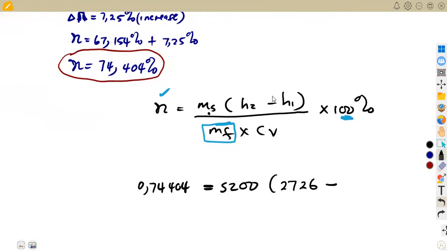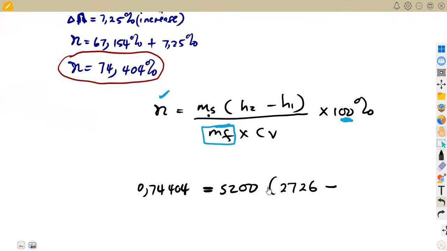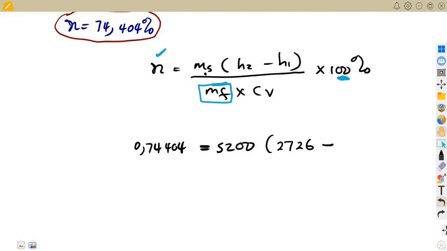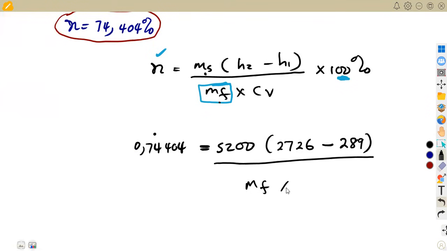H1 is the one that was affected because of T1, the temperature there at the economizer. It's now 69.1, so it also affects H1, which is now 289. So this is the change that happened here. The enthalpy and the efficiency changed also. So with these conditions, we are going to calculate the mass of the fuel. All right, so that is it.